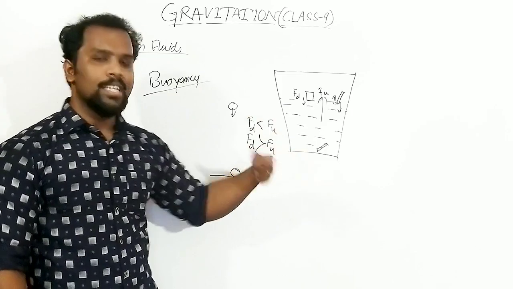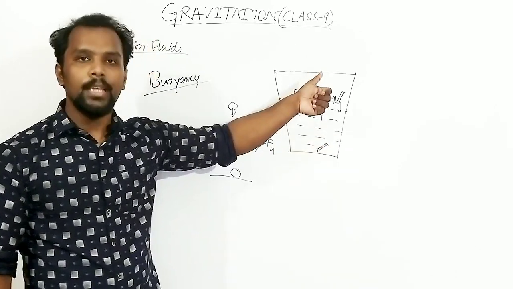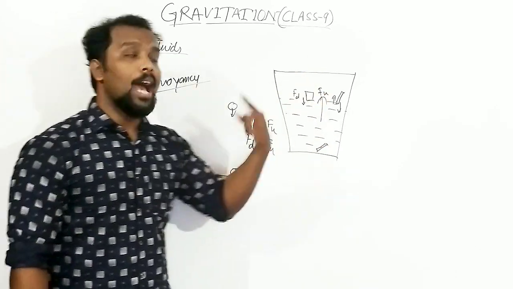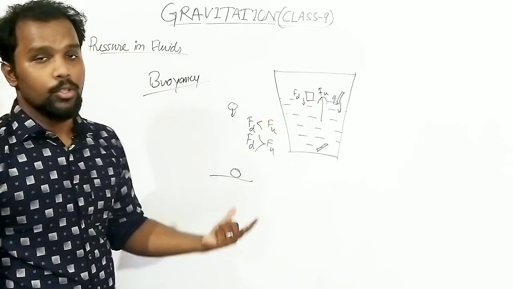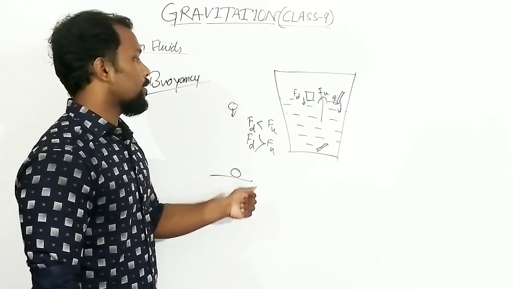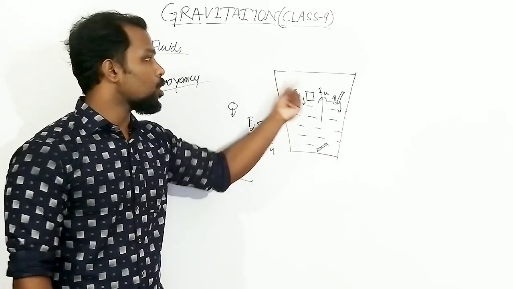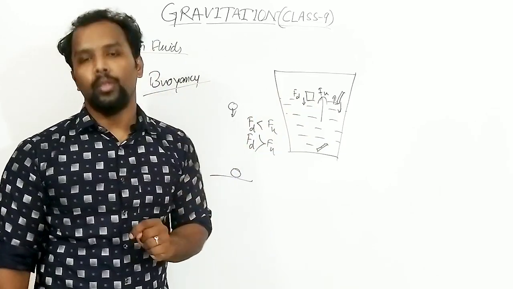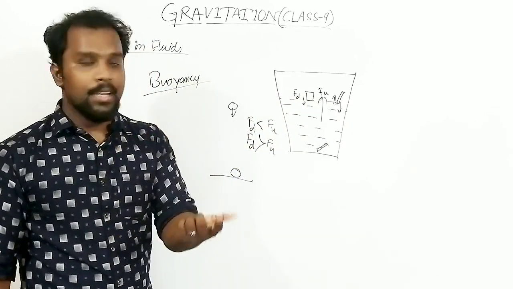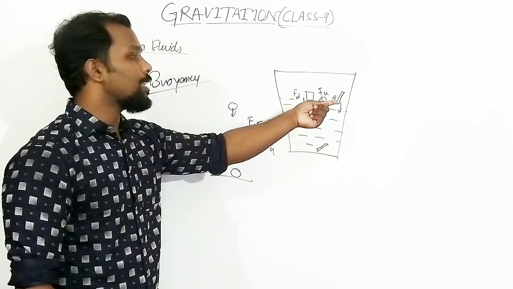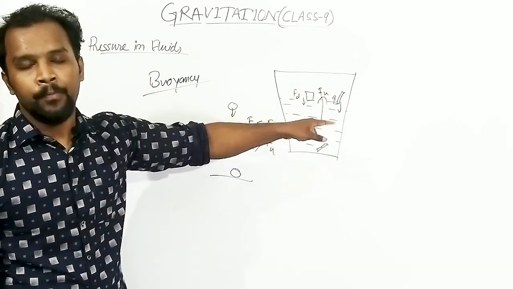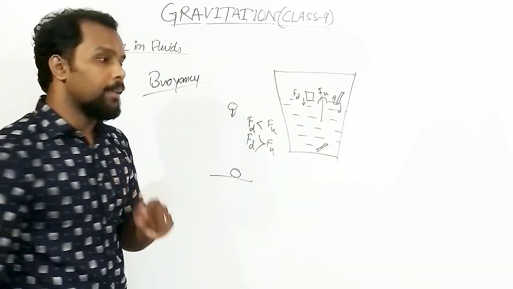If that buoyancy increases, the upward force is going to increase. So if the buoyant force is higher compared to the downward force applied by the object, then that object is going to float in the water. In other cases, if the buoyancy is less compared to the downward force applied by the object, then it is going to sink.